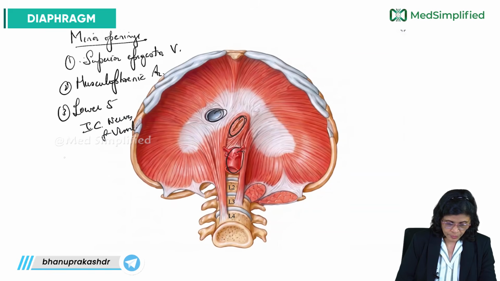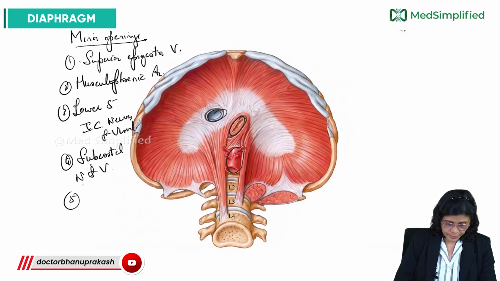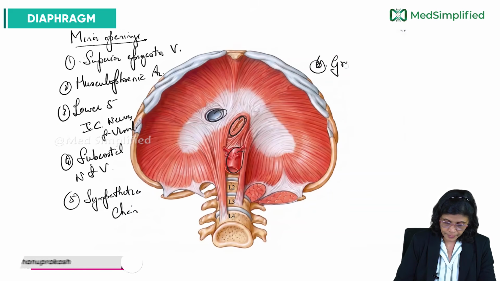Then we have the subcostal nerves and vessels. Then we have the sympathetic chain, then we have the greater, lesser and least splanchnic nerves.